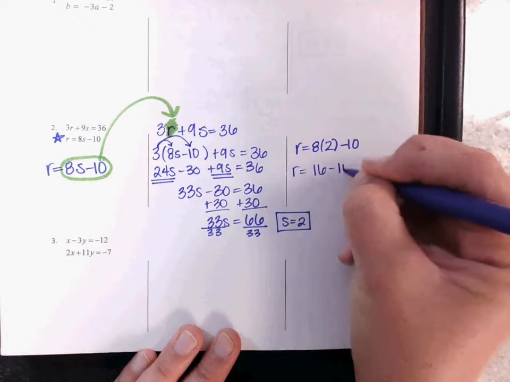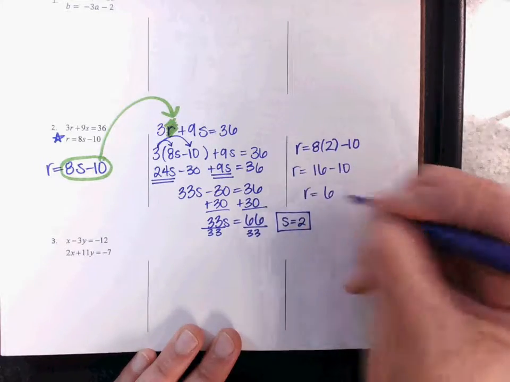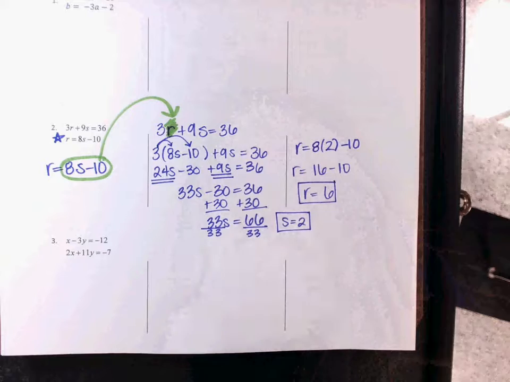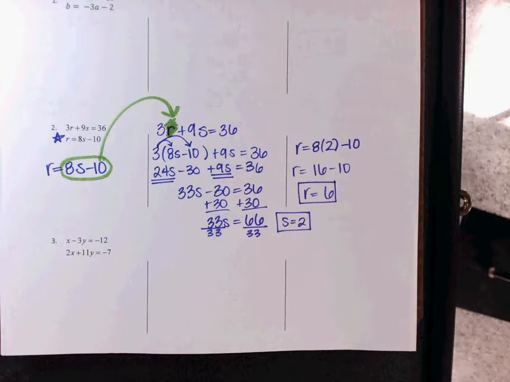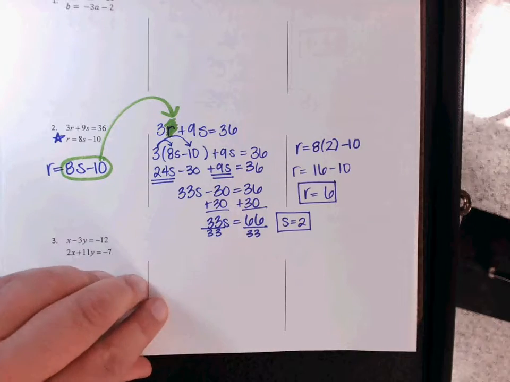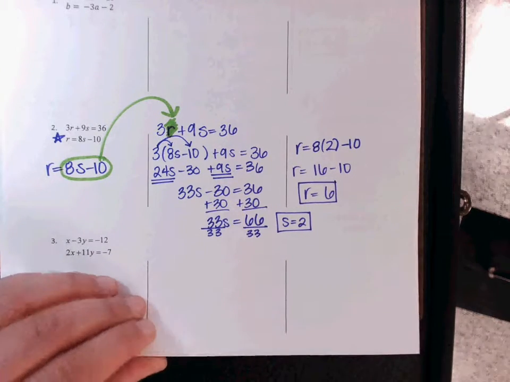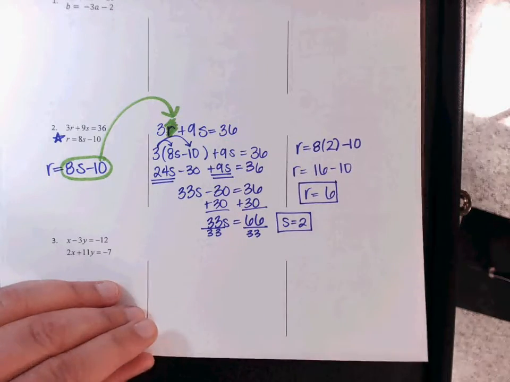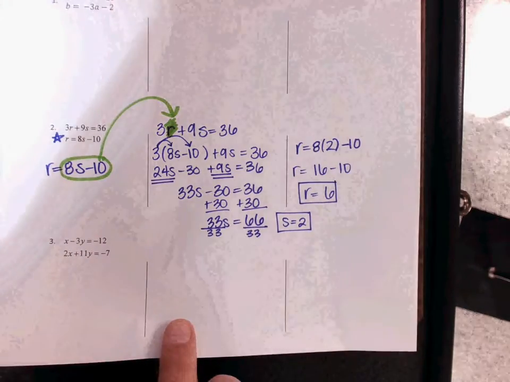16. 16 minus 10 is 6. So then I know r is 6, s is 2. Make sense? Okay. That's it. Now there are a couple of special cases, so we're going to do probably 3 more examples, then you'll have the rest of the class to work on your homework. So turn over to the back, please.